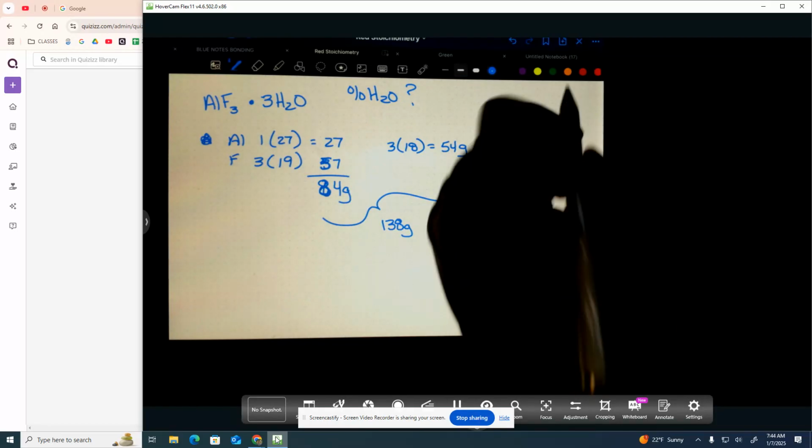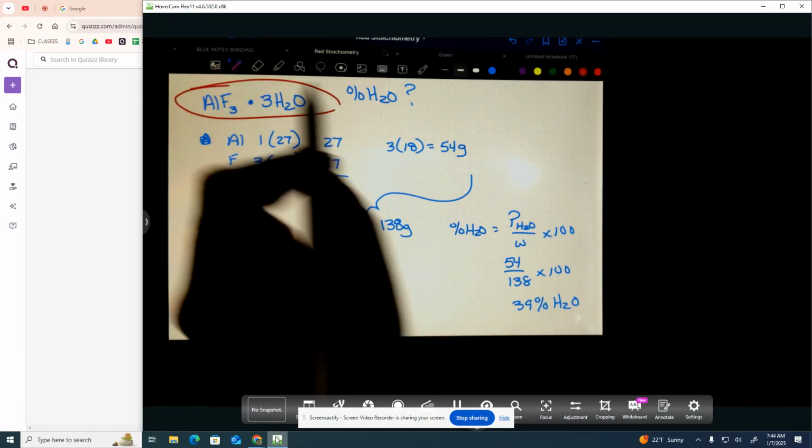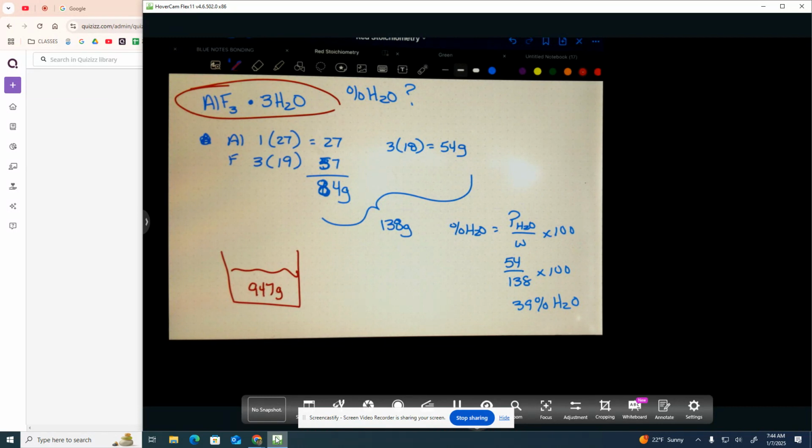If I handed you a bucket with 947 grams of aluminum fluoride trihydrate in it, how much of it would be water? 39% of 947. So let's do that. 39% times 947.